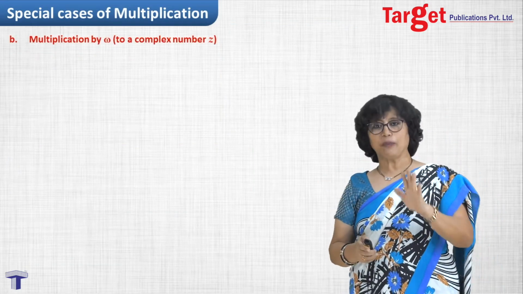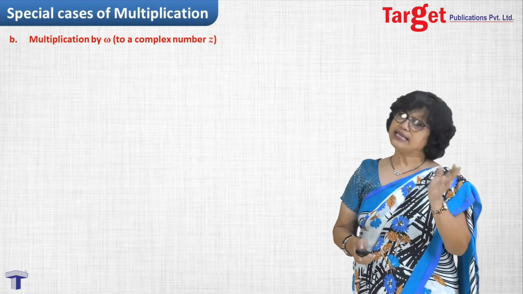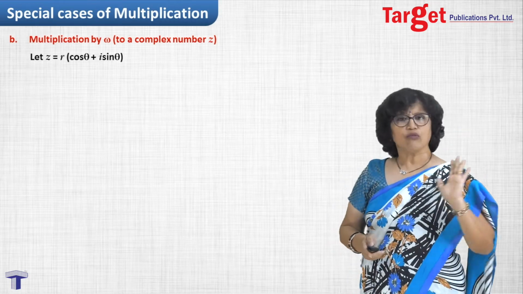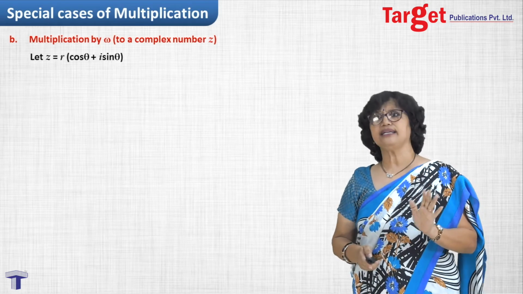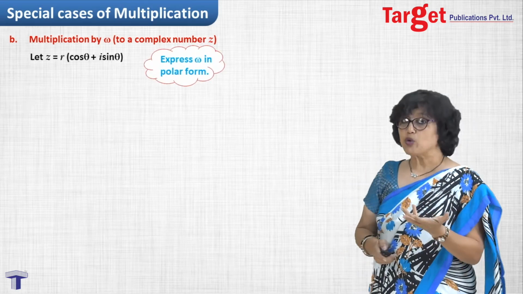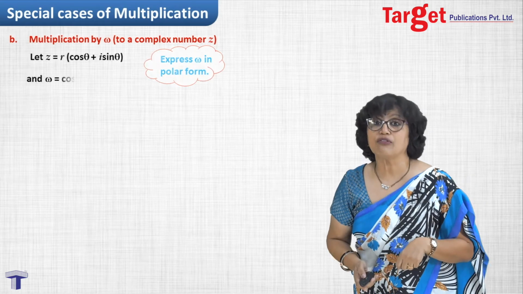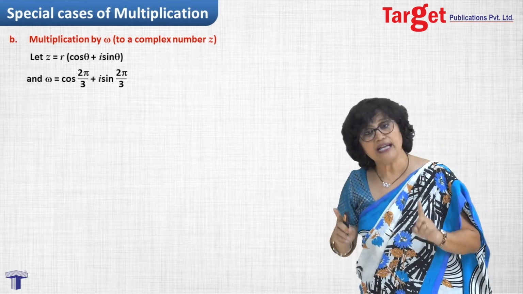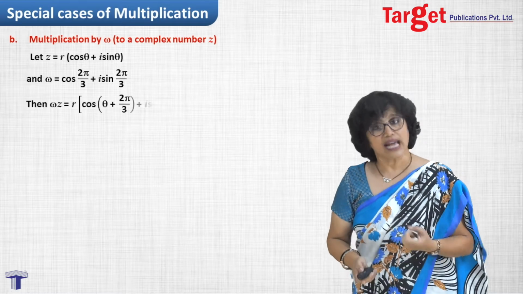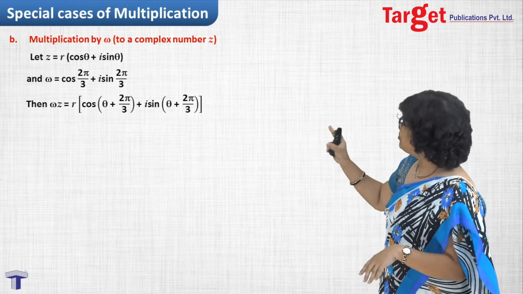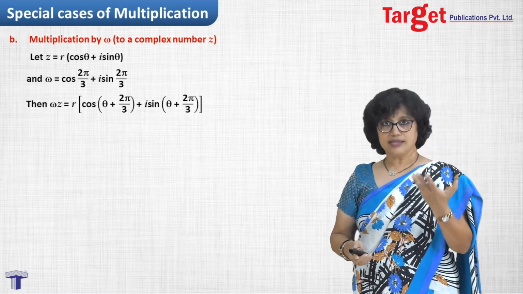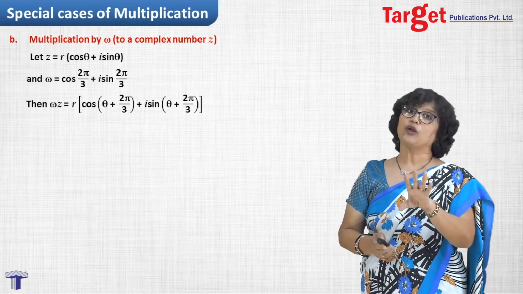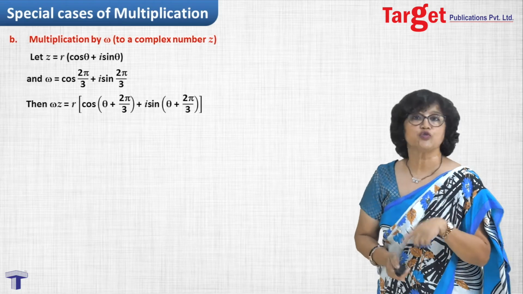If I multiply a complex number z by omega, exactly on similar lines as the previous one, we proceed. That z equals r times cos theta plus i sin theta, right? Then I try to express omega in the polar form, and the polar form would be cos 2 pi by 3 plus i sin 2 pi by 3. The modulus of omega is 1. And when we write z omega or omega z, the modulus will be r, same as z, because the modulus of omega is 1. And then the new argument of that product would be theta plus 2 pi by 3.